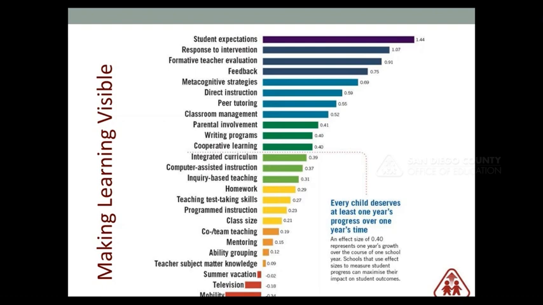So if you look at the slide, it says that every child deserves at least 1 year's progress over 1 year's time, and that effect size is about 0.40. So that's just 1 year's learning. So anything above a 0.40 is an improvement. So if we're looking for feedback specifically, we can see that it's up there at 0.75. And taking a look at formative teacher evaluation, that's at 0.91.